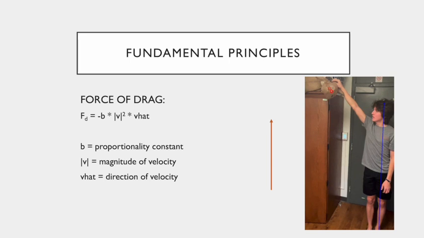Next is the force of drag, which is proportional to the square of the velocity. So you can see that B is the proportionality constant, and drag actually works in the opposite direction of velocity, and that's why there is a negative B in the equation.